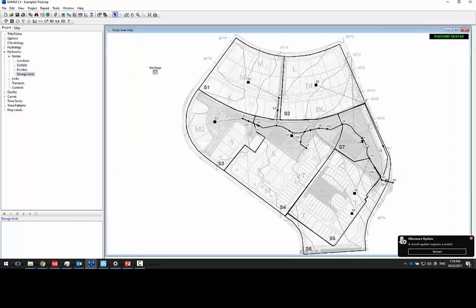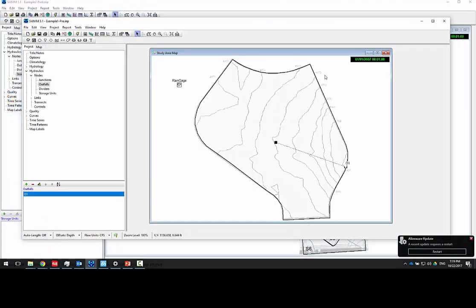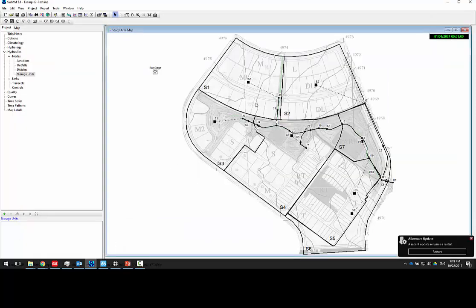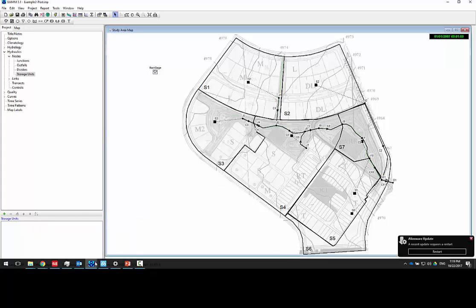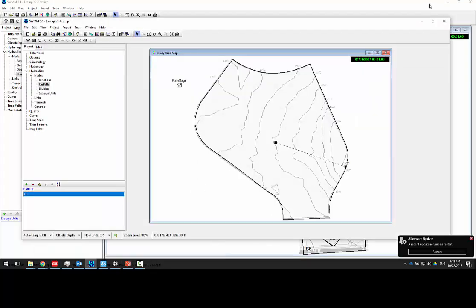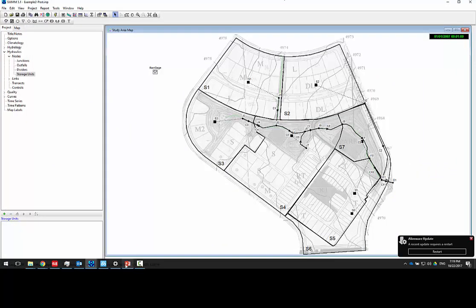Usually we have two conditions. One's pre, like previously, what the site was, right? And then we have post. So after the development, you build the houses, all that, and see how it goes. So we have two conditions.